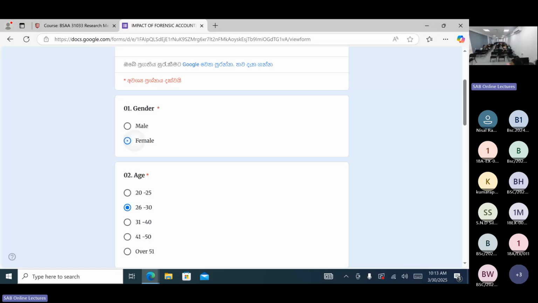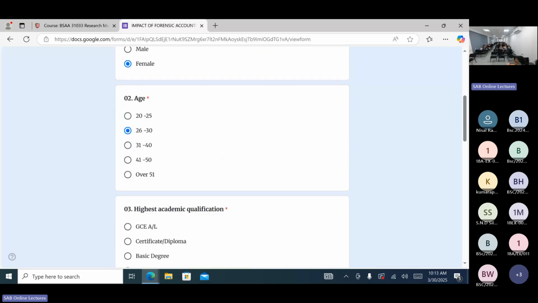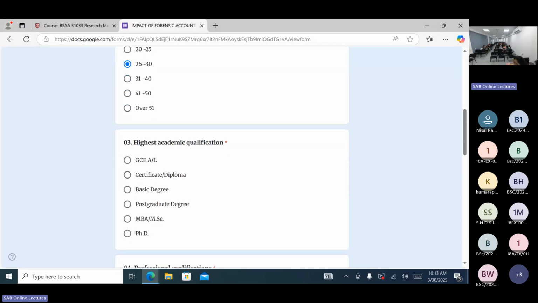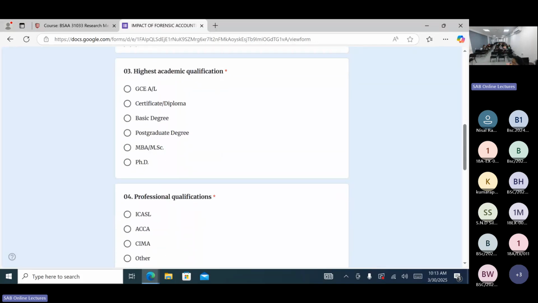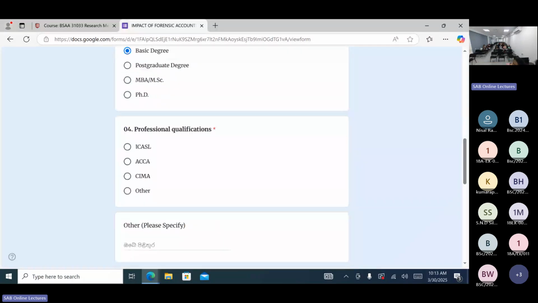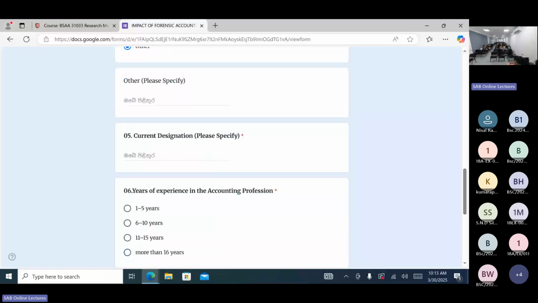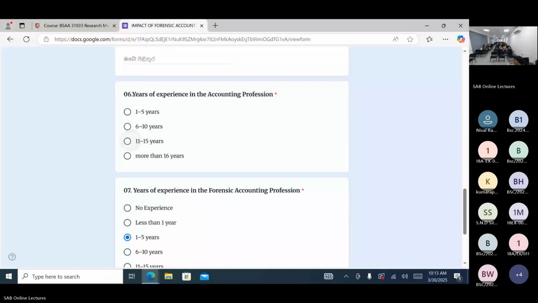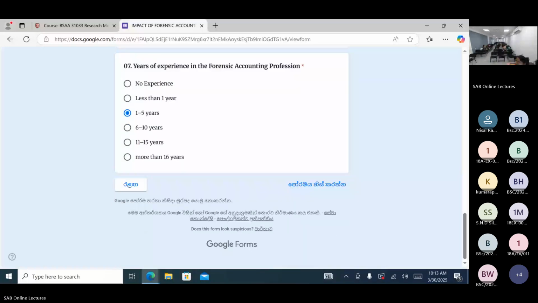You can fill it as male. Then age 26 to 30, and then highest academic qualification. So then we'll give it as professional qualifications. Current designation, those are the nominal scales. 1 to 5. Okay, next one.